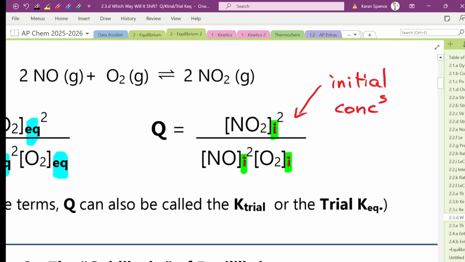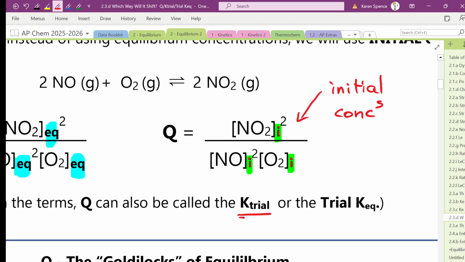Q can also be called K trial because you're trying out values in the K expression. Or trial KEQ, because again, you're trying out values in the KEQ expression to say, am I at equilibrium? If not, am I too far to the left or am I too far to the right? I tend to use Q because number one, it's really short and therefore efficient to write, but also it's not a constant value. It could be anything depending on what your initial concentrations are. So I like that it doesn't have a K in it.